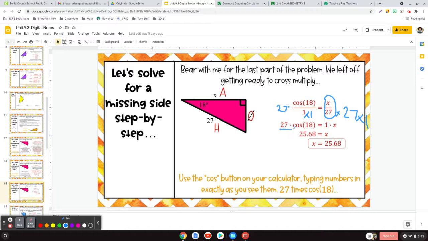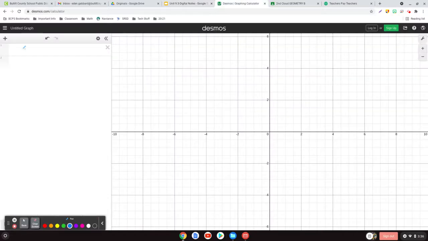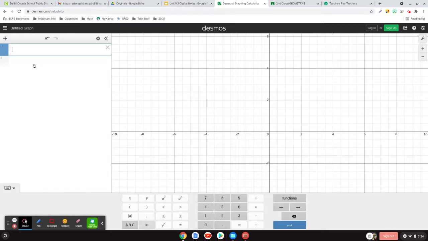So we end up with 27 times the cosine of 18 equals 1 times x. Well, 1 times x is x. We know that. So what do we do with this 27 times the cosine of 18? We come to our calculator. Our calculator, we can use the functions here to solve. So our problem was 27 times the cosine of 18.